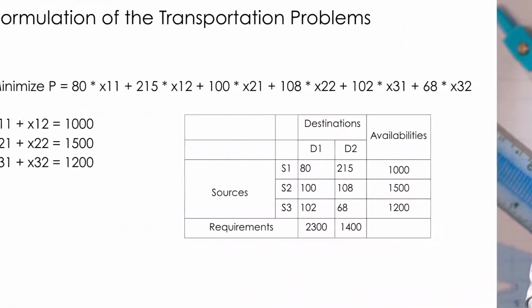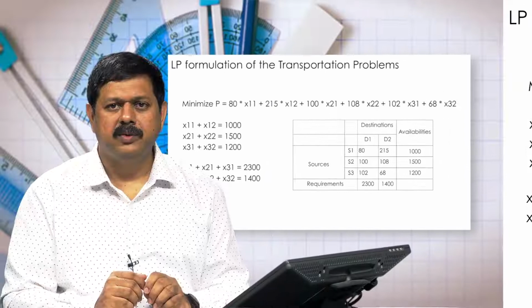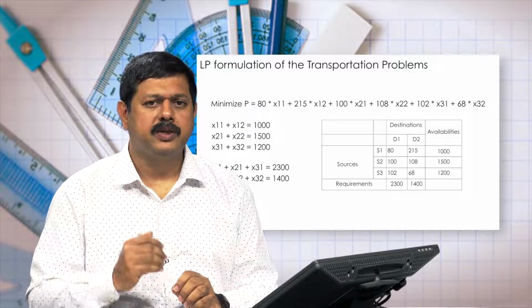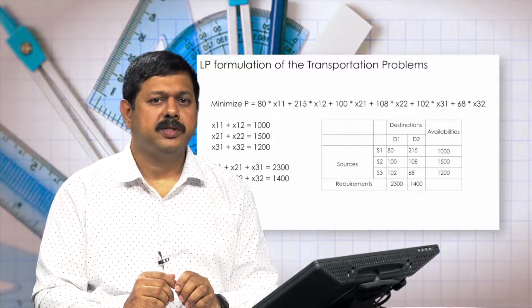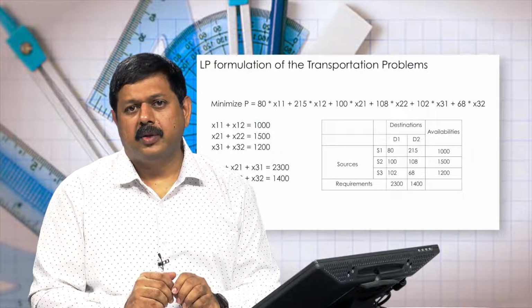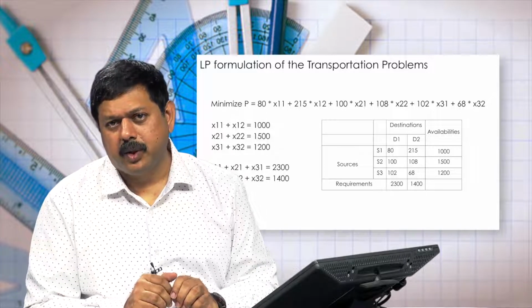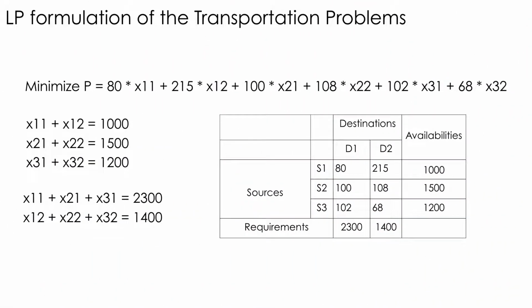Also we have the constraints x11 plus x21 plus x31 is equal to 2300, x12 plus x22 plus x32 is equal to 1400. That is, the sum of the resources received by destination D1 from the sources S1, S2 and S3 must be 2300. And that received by destination D2 from these sources must be 1400. Moreover, all these are possible only if 1000 plus 1500 plus 1200 is the same as 2300 plus 1400. That is, the sum of the available resources is the same as the sum of the destination requirements.